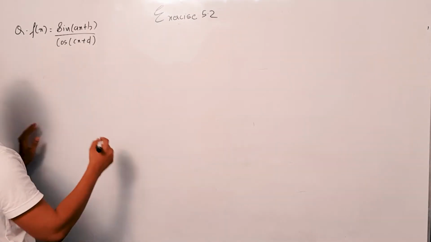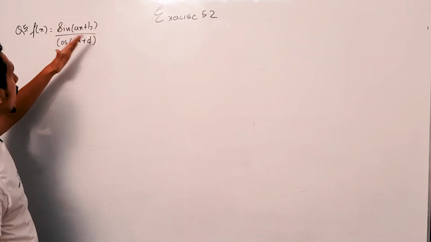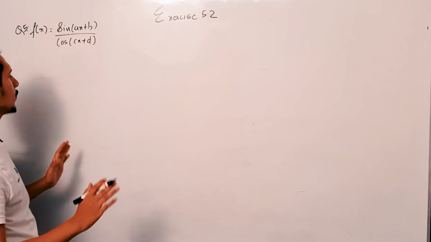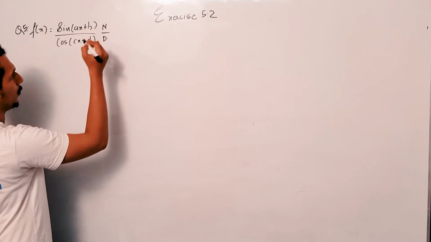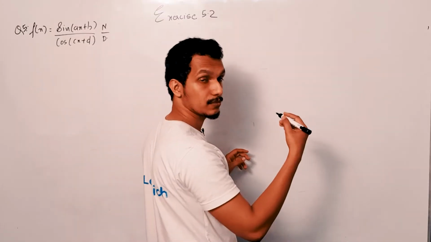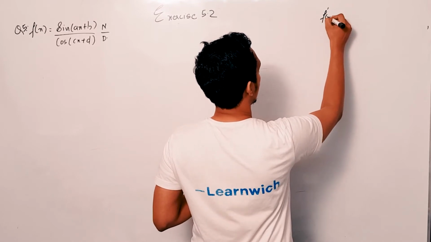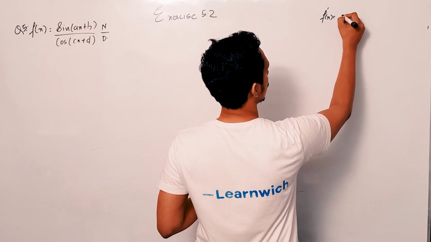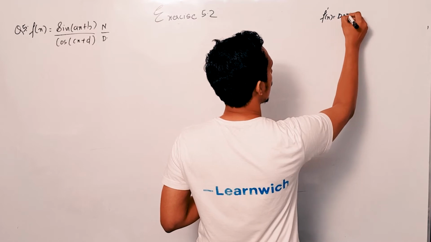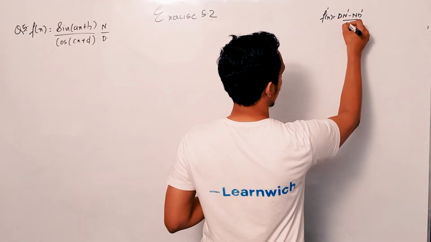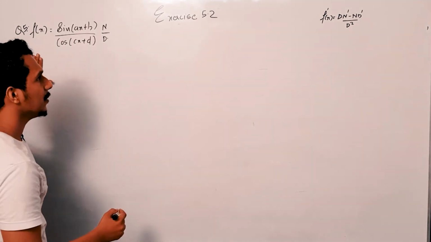Here is question number 5 of your textbook, which says f of x equal to sine of ax plus b divided by cos of cx plus d. Let's see what we can do. This is numerator and this is denominator. I told you whenever you have functions in this form, f of x by g of x, then f dash of x is of the form numerator by denominator, that will be d n dash minus n d dash by denominator square. That's what I told you before. Let's apply this here.